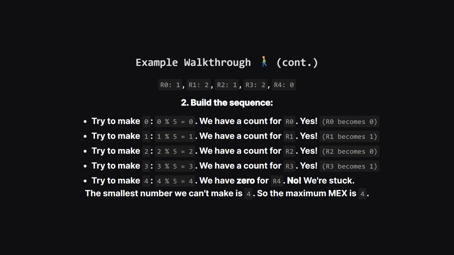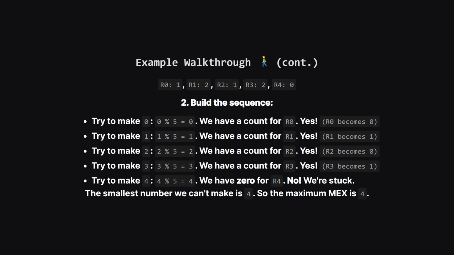Can we make 0? Well, 0 modulo 5 is 0. We look at our count for remainder 0. It's 1. Perfect. We can make it. We'll use that number up, so the count for remainder 0 becomes 0. Next, can we make 1? 1 modulo 5 is 1. We have 2 numbers for remainder 1. Great, let's use one of them. The count becomes 1. We can make 2, and we can make 3.